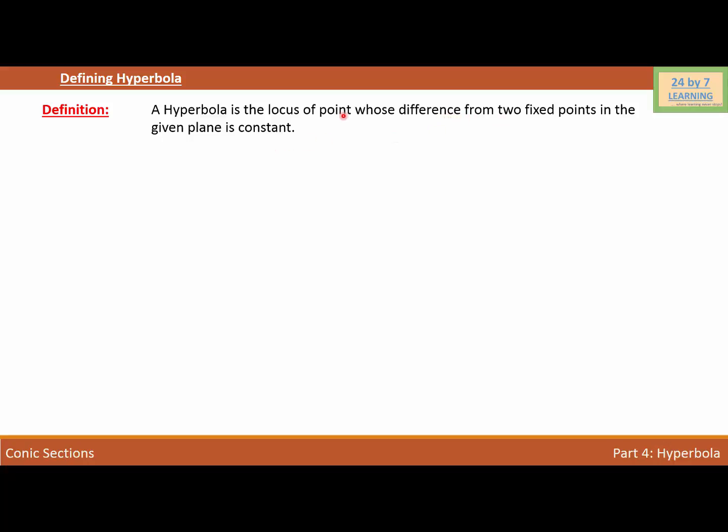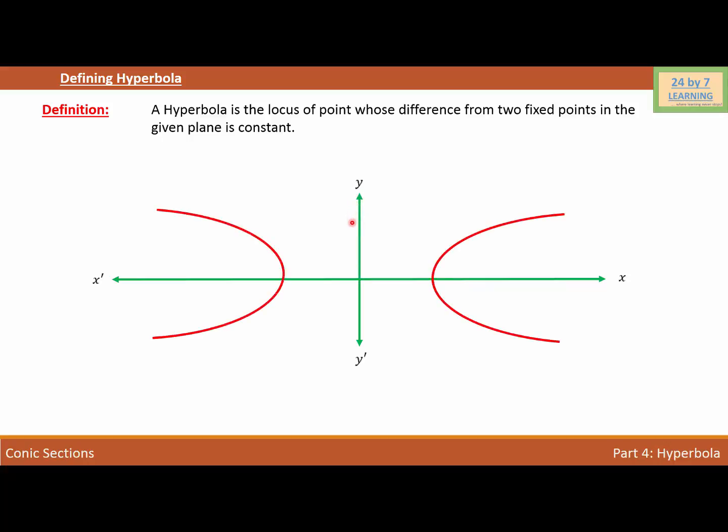In order to understand this, I'm going to first draw the hyperbola. So this is my x-axis and this is my y-axis. Now let's draw the hyperbola. If I do that, I will get a graph something like this. Now let's consider the fixed points. My first fixed point is this point and my second fixed point is this point, and basically they are the foci of the hyperbola. So this is my first focus F1 and this is my second focus F2.